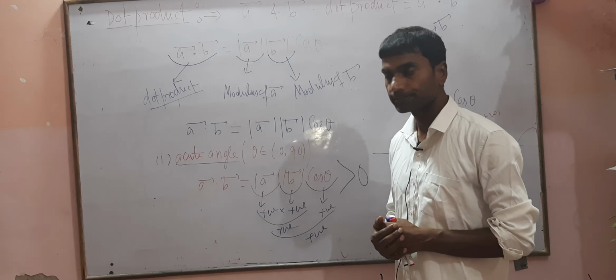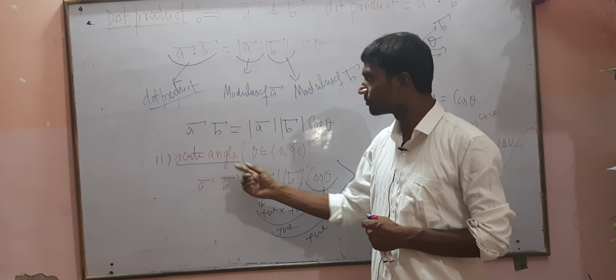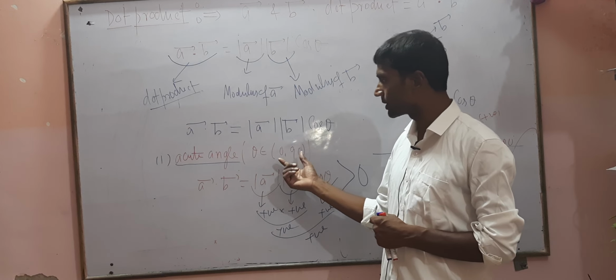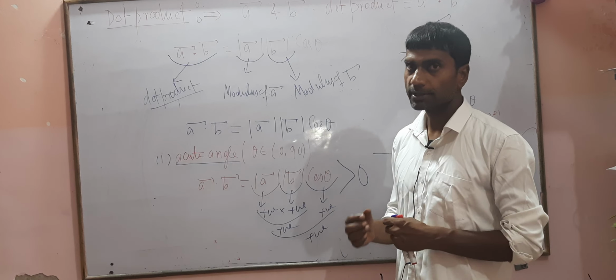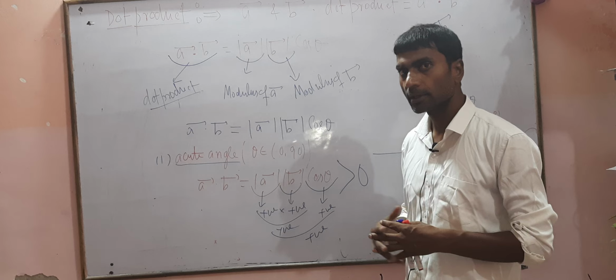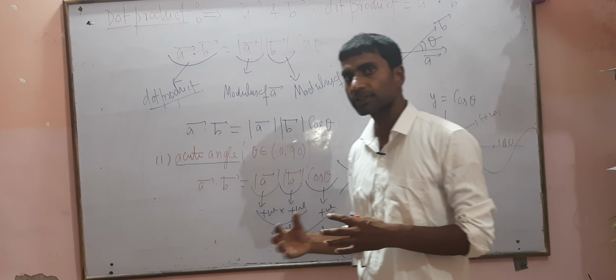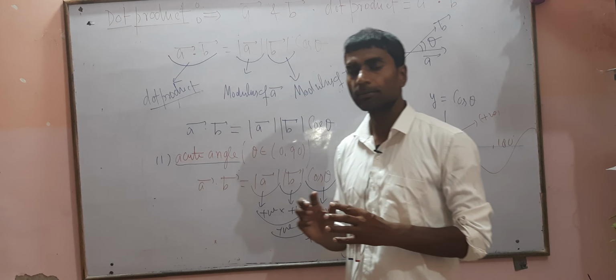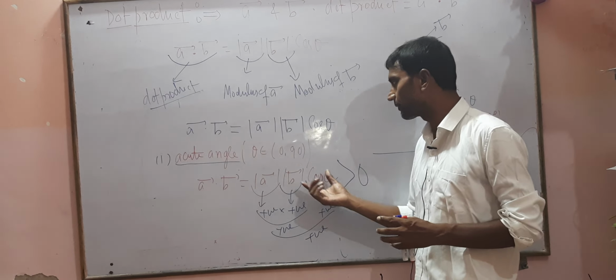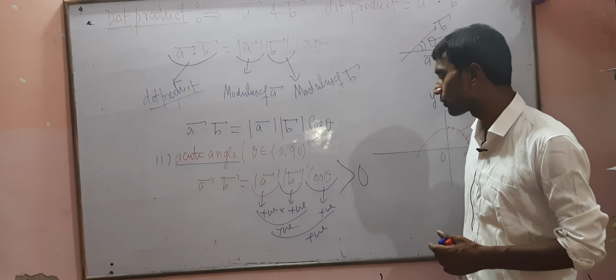...into cos of theta, where the angle between A and B is 0 to 90 degrees, because there are four conditions. Further, we are trying to say there are four conditions. The first condition is the acute angle. Acute angle means that the angle between A and B will be 0 to 90 degrees.